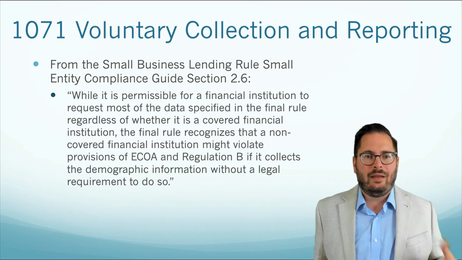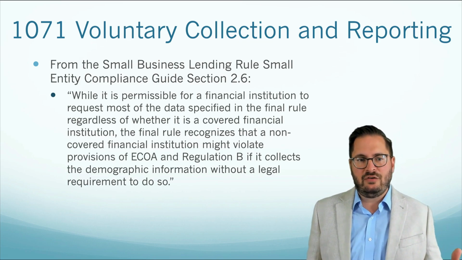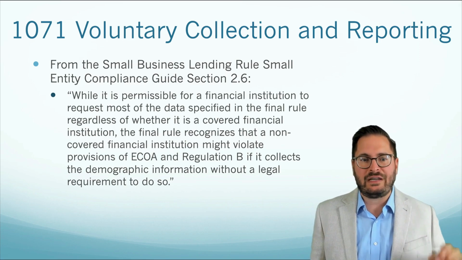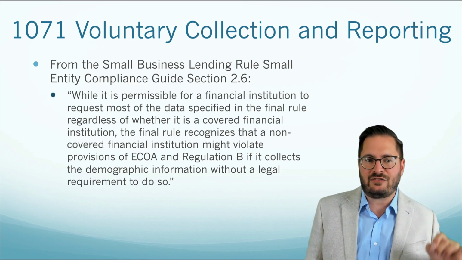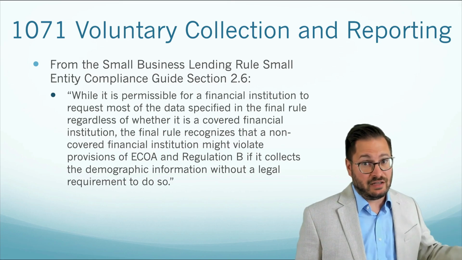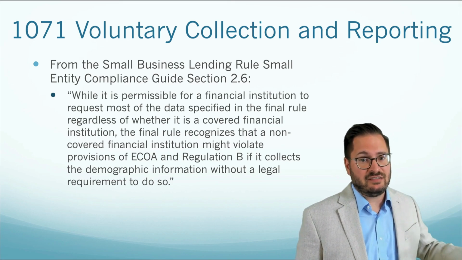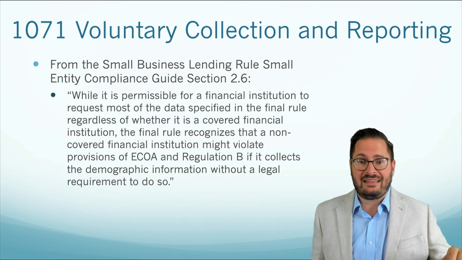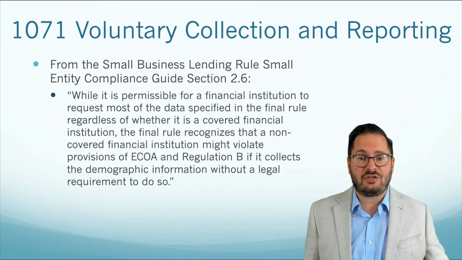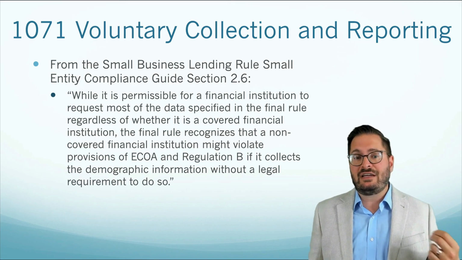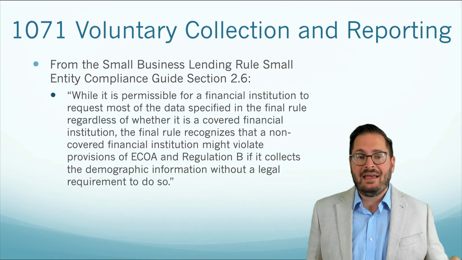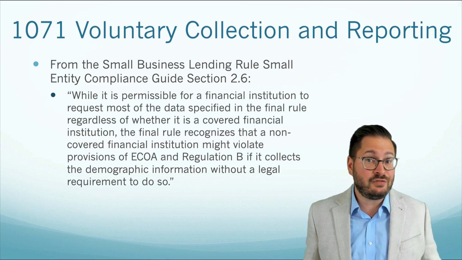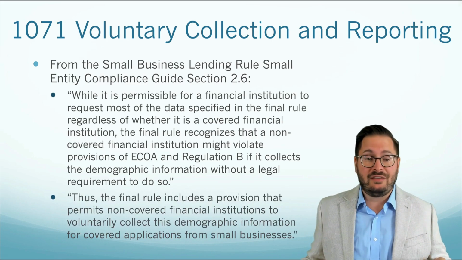They've said, while it is permissible for a financial institution to request most of the data specified in the final rule, regardless of whether it is a covered financial institution, meaning it's subject to the collection and reporting rules of Section 1071 and Subpart B of Regulation B, the final rule recognizes that a non-covered financial institution might violate provisions of ECOA and Regulation B if it collects the demographic information without a legal requirement to do so. So that's what they've said.